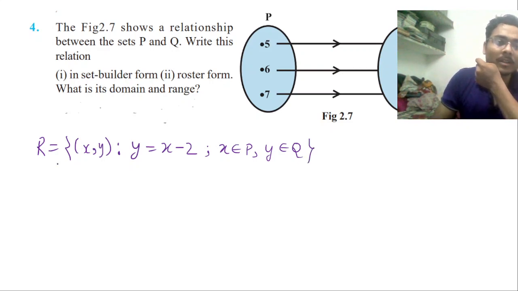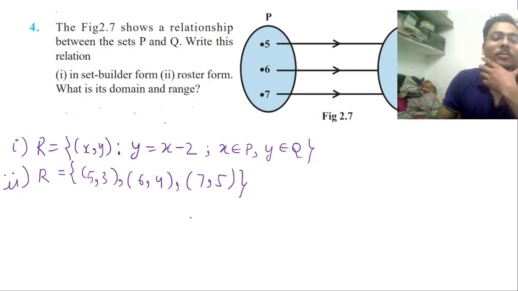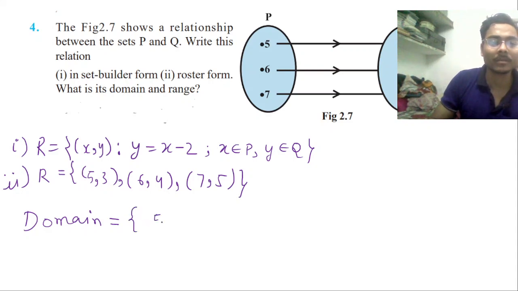You can write this up, and this is in set builder form. Now we are writing this in roster form. In roster form you will just have to write the elements 5 comma 3, 6 comma 4, 7 comma 5. This is the relation in roster form, and now you can write the domain and range. Domain, the set of first elements, is 5, 6 and 7, and range, the set of second elements, is 3, 4 and 5.